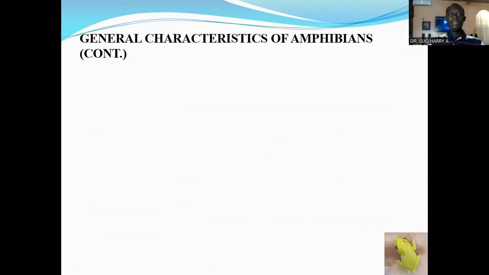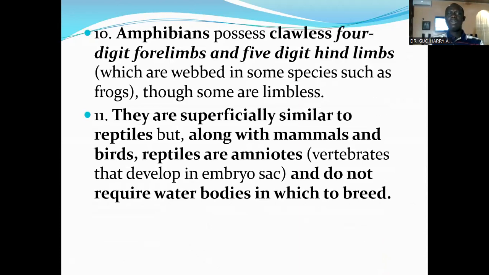The 10th distinctive feature is that amphibians possess clawless 4-digit forelimbs and 5-digit hind limbs. Their digits do not have claws, and their forelimbs have 4 digits, while their hind limbs have 5 digits. And the hind limbs are usually webbed in some species, such as frogs. There are some that are limbless, like the caecilians. The caecilians are actually limbless. They are superficially similar to reptiles, but along with mammals and birds, reptiles are amniotes.